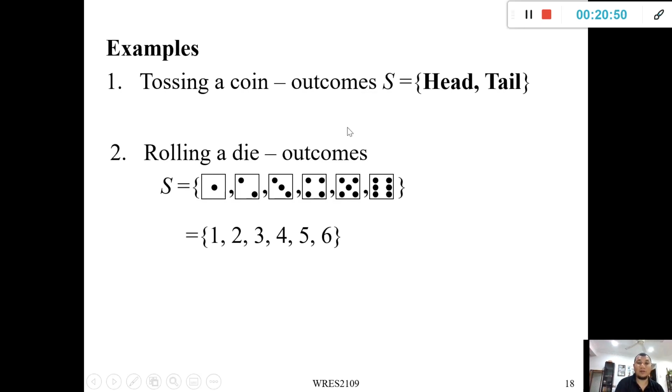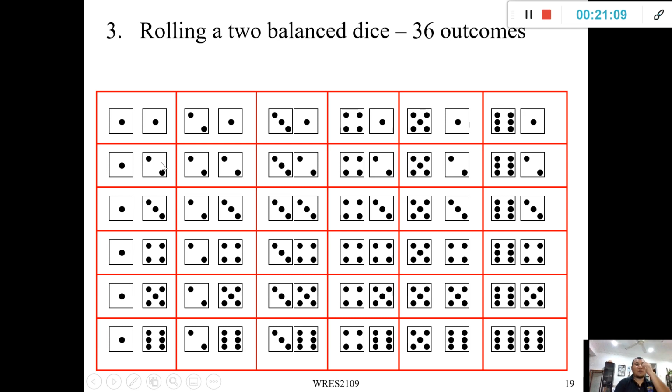Tossing a coin, the outcome is head or tail. Usually you use a coin toss if you're playing football, to decide which side will kick first. Rolling a dice, the outcomes are the numbers 1, 2, 3, 4, 5, 6. Rolling two balanced dice, you have 36 outcomes, because the first dice has 6 outcomes and the second dice has another 6 outcomes. You just multiply 6 times 6: 36 outcomes.